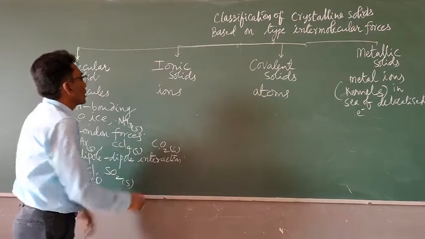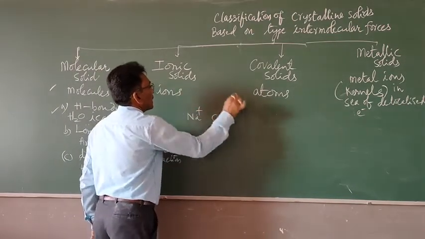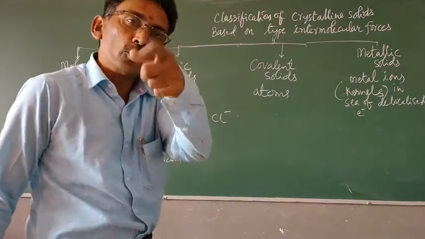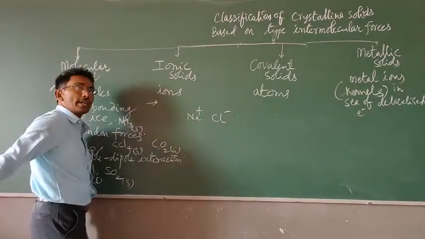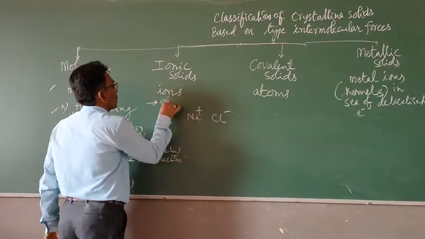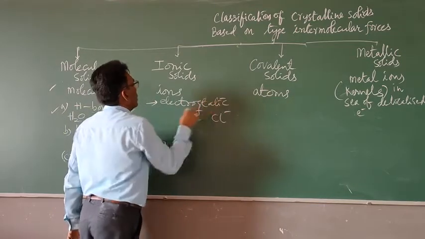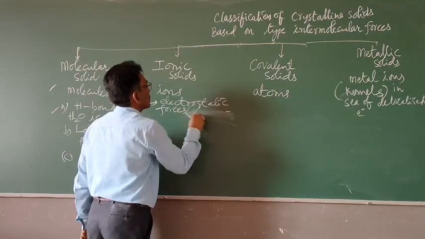Now come to ionic solids, where a Na+ ion is attracted by Cl- ions in a three-dimensional way. The type of forces you already studied in the first year: Coulombic forces, or electrostatic forces of attraction. Electrostatic forces are Coulombic forces.